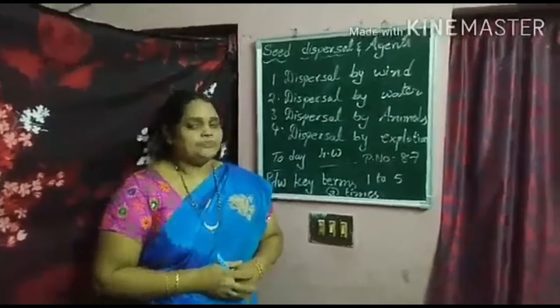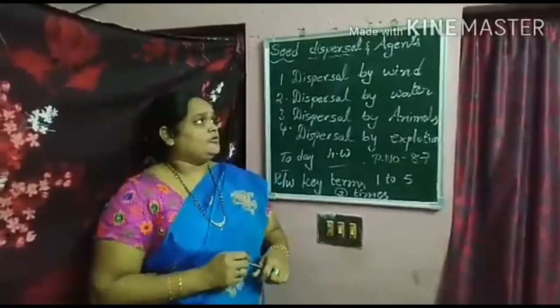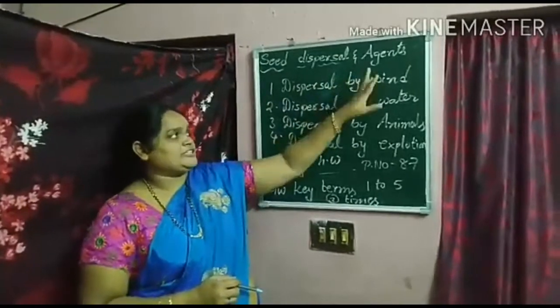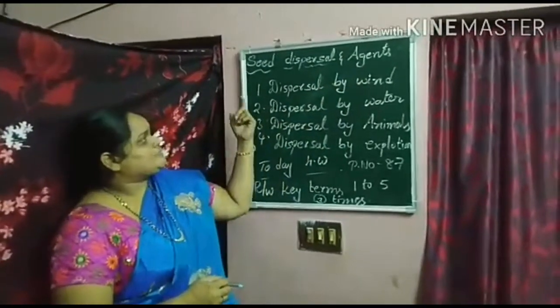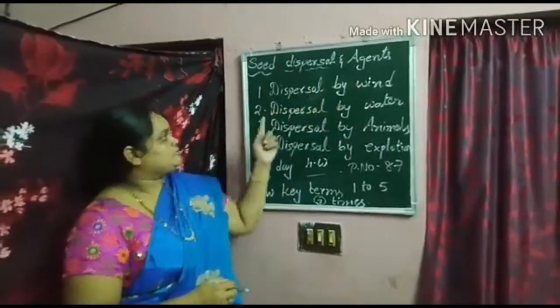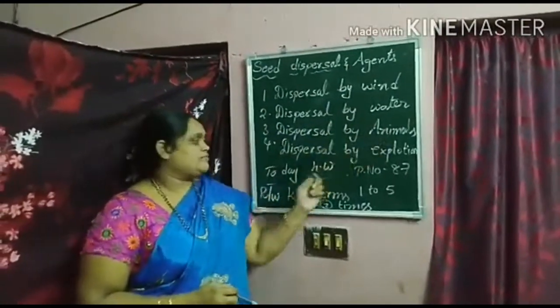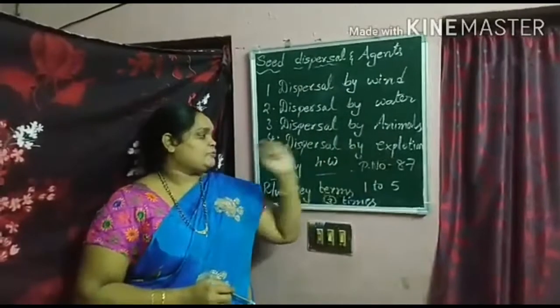Dear children, in this video today we learned seed dispersal and its agents. So seeds are dispersed by wind, by water, by animals, and by explosion.